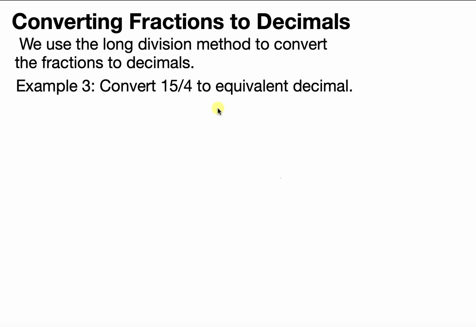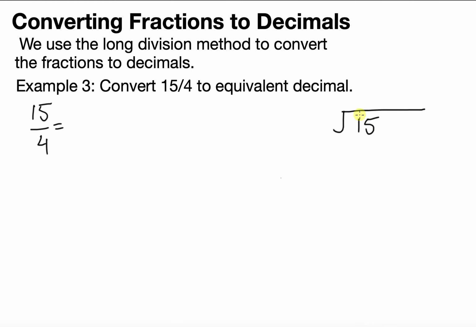We have another example, which is our third example. In this example, we need to convert 15/4 to its equivalent decimal value. So 15 divided by 4, we need to find its equivalent decimal value. Once again, we use the long division method.